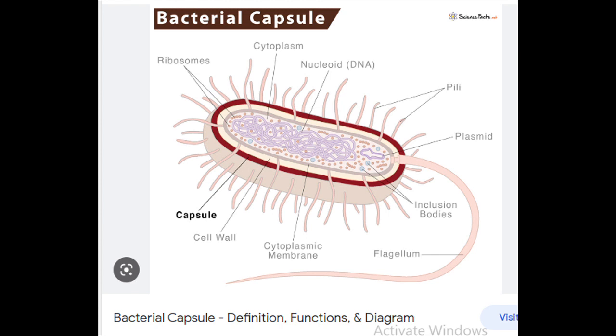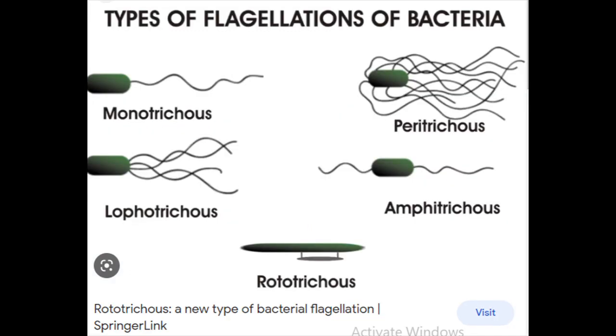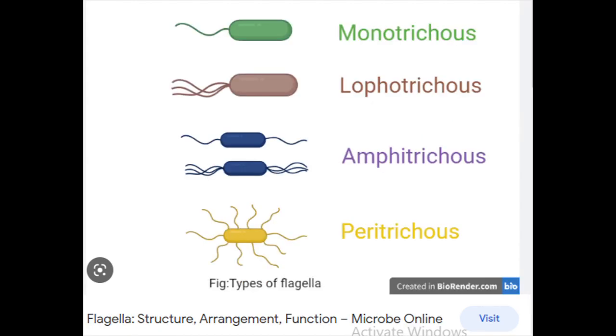Lophotrichous. Lophotrichous means it has more than one, but in one direction. So where monotrichous has just one flagellum projecting out in one direction, lophotrichous has, say, three flagella on the same side. That is lophotrichous. And then we also have the amphitrichous.